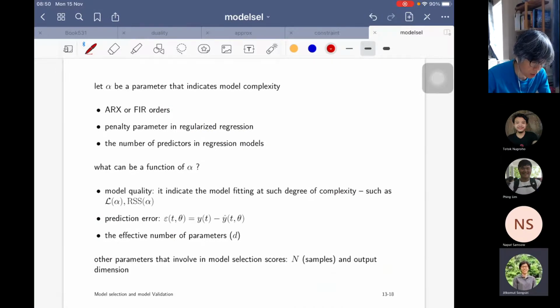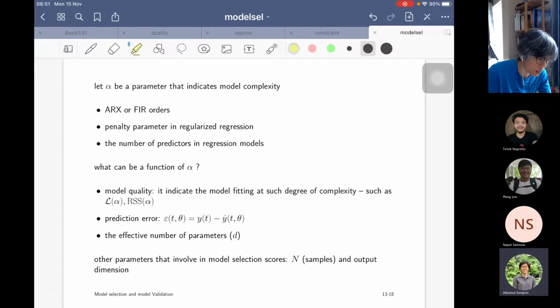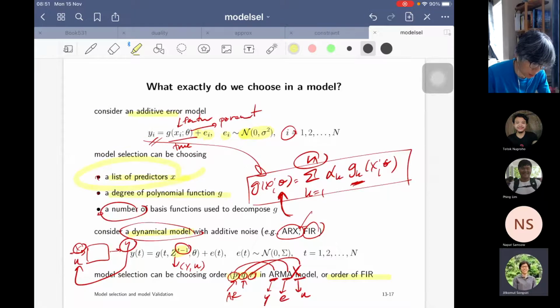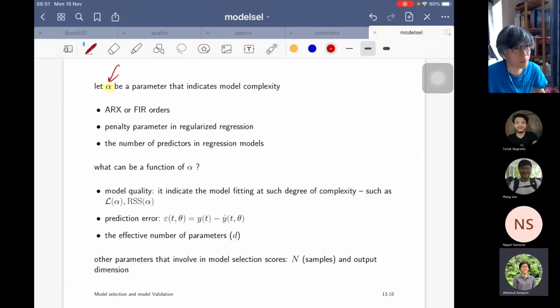In this concept, as you see examples of the degree that we're going to choose for a model choice, conceptually, let me call it overall as alpha. The list of model parameters, the degree of polynomial, the p, q, r, everything. Let me call it in a unified approach as alpha. Alpha is a parameter that indicates model complexity. As you vary alpha, everything in these bullets will vary according to the model complexity.